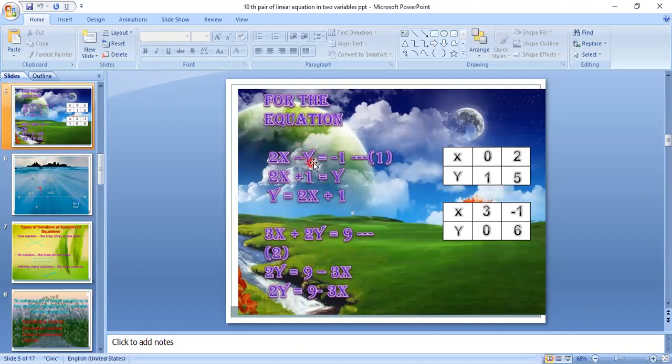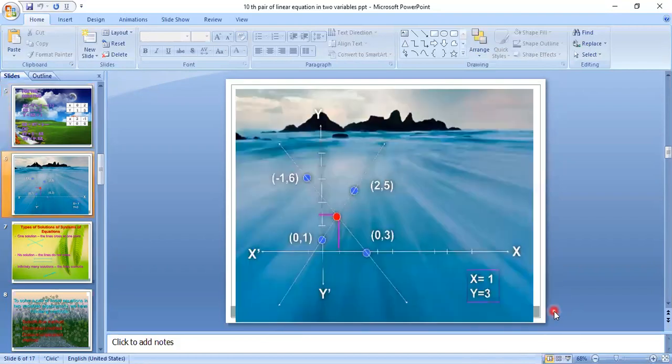For the equation 2x minus y is equal to minus 1, which is called equation number 1, y is equal to 2x plus 1. The second equation is 3x plus 2y is equal to 9, equation number 2. 2y is equal to 9 minus 3x, so y is equal to (9 minus 3x) by 2. Here we give the x values 0 and 2, and the y values 1 and 5. For the second equation we give x values 3 and minus 1, and you will get 0 and 6 for the y values.